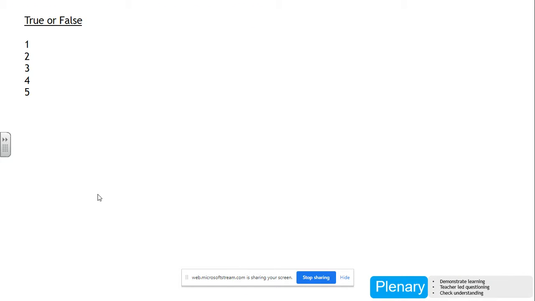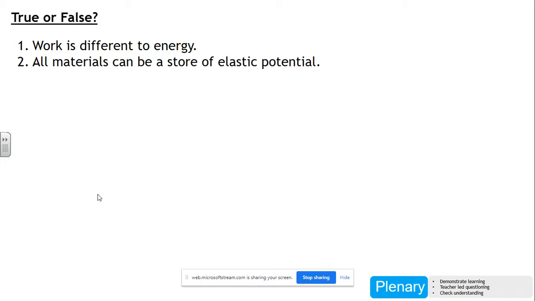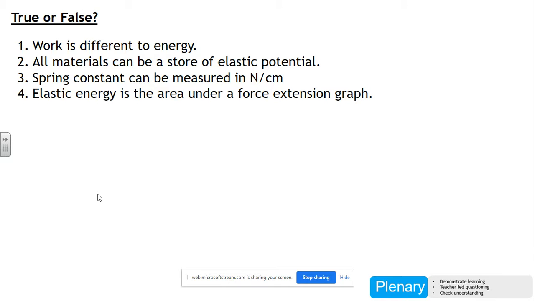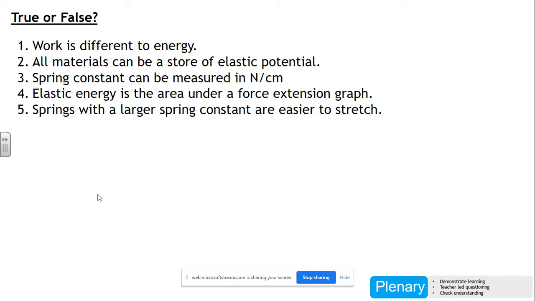Okay, true or false? Write down numbers 1 to 5. Good, and we begin. True or false? Work is different to energy. All materials can be a store of elastic potential. The spring constant can be measured in newtons per centimetre. Elastic energy is the area under a force extension graph. Springs with a large spring constant are easier to stretch. Okay, true or false. Pause it.